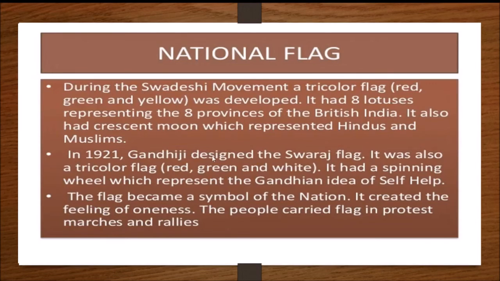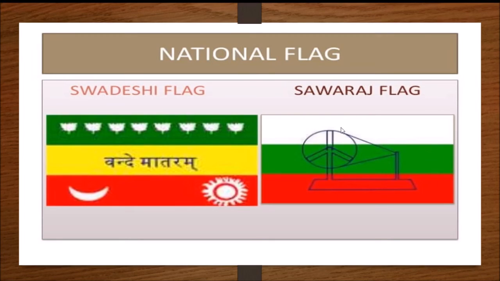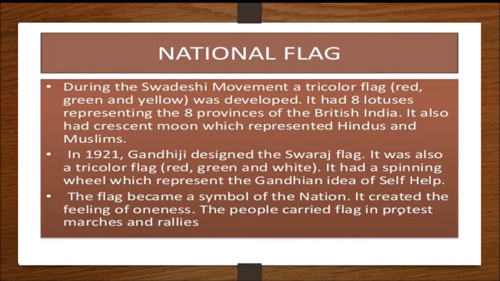Now in 1921, Gandhiji designed the Swaraj flag, which was also a tricolor flag, red, green and white. It had a spinning wheel which represents the Gandhian idea of self-help. This was the flag introduced by our Gandhiji, the same red and green, but the yellow was changed into white. In between is the spinning wheel; we have discussed, right, that Indians started weaving our own cloth. So the spinning wheel was placed in the center. It represents the Gandhian idea of what? Self-help.